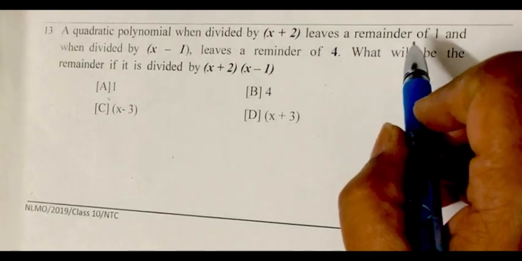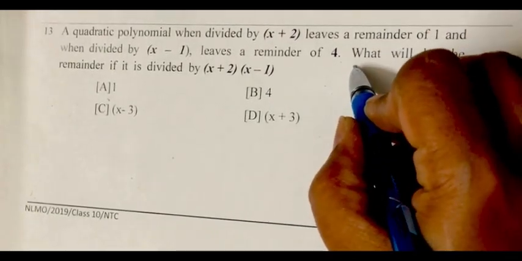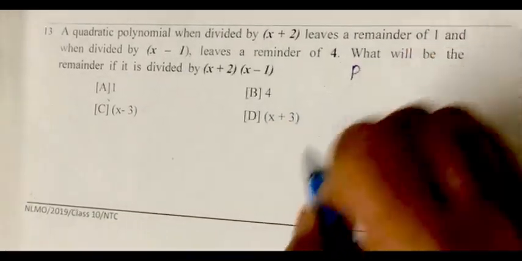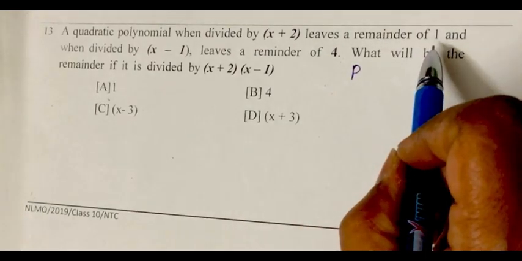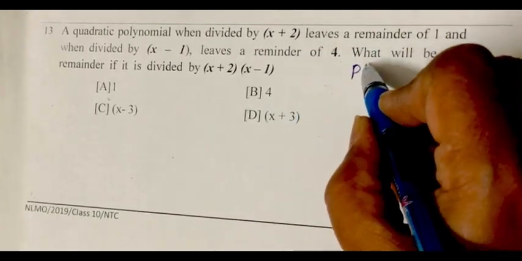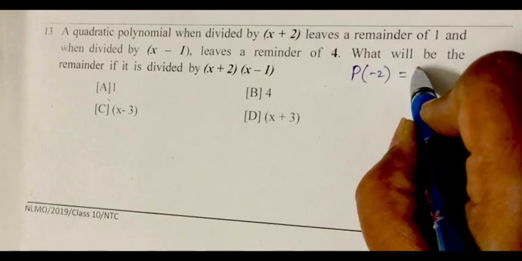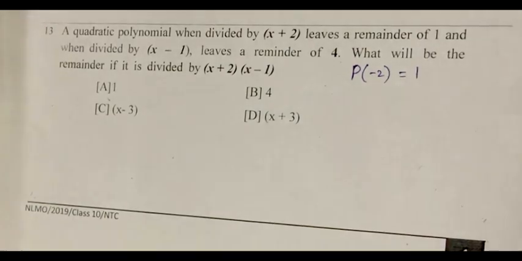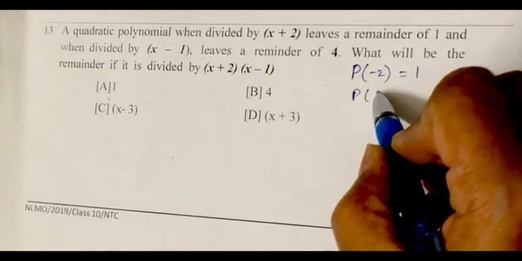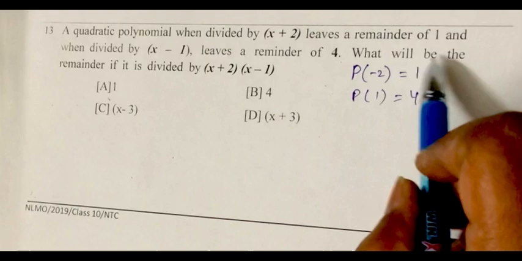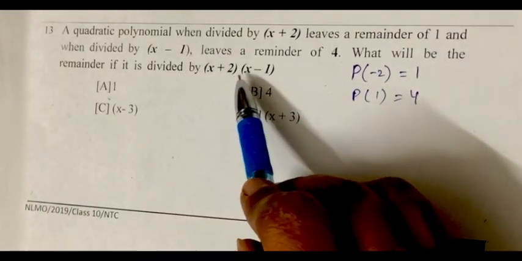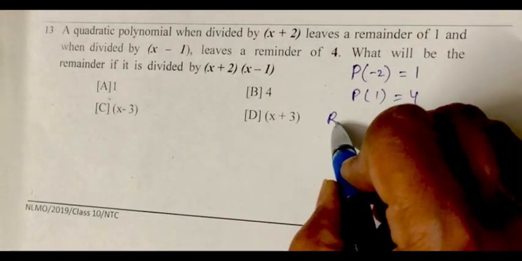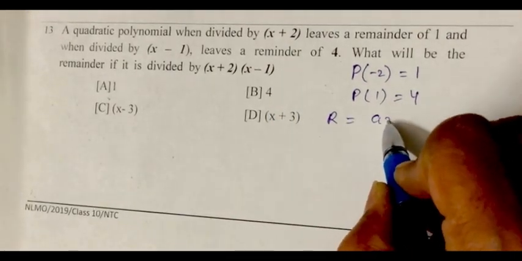Now let the required quadratic polynomial be P. It leaves a remainder of 1 when divided by x plus 2. So P of minus 2 will be equal to 1, and when divided by x minus 1 it leaves a remainder of 4. So P of 1 will be 4. Now we have to find what will be the remainder if it is divided by (x plus 2)(x minus 1). So let the remainder be r. So r will be of the form ax plus b.